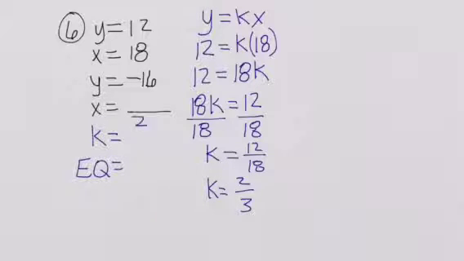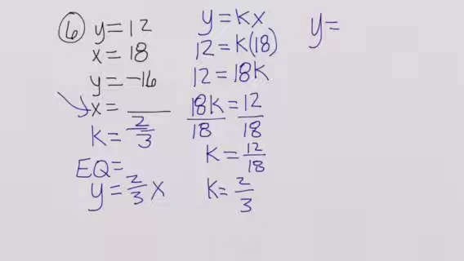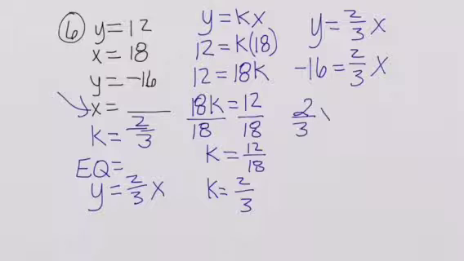So our constant of variation is 2/3. So now we know how to write our equation. So our equation is going to be y is equal to 2/3 x. We can use that equation to find our missing x. So we're going to do y is equal to 2/3 x. We know that y is negative 16 in this ordered pair that we're trying to find our x for. Now we're going to do symmetrical, so it's going to be 2/3 x is equal to negative 16.